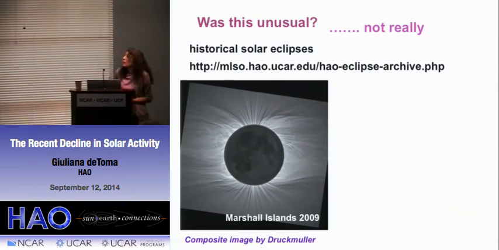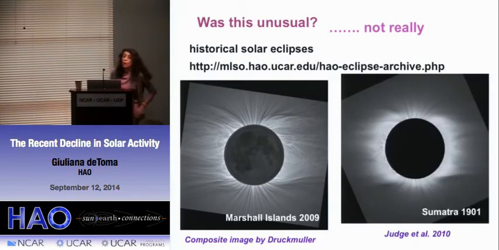Well, we can go to the historical eclipse record and look at what the corona looked like during previous minima. This is a highly processed, nice eclipse image from modern times, and this is what the eclipse looked like in 1901. And this is a time when we had one of these long and deep minima similar to the one in 2008-2009. So the shape of the corona can actually change from minimum to minimum depending not just on the global level of activity, but the organization of the flux on the Sun and the ratio between the high latitude and low latitude magnetic field.